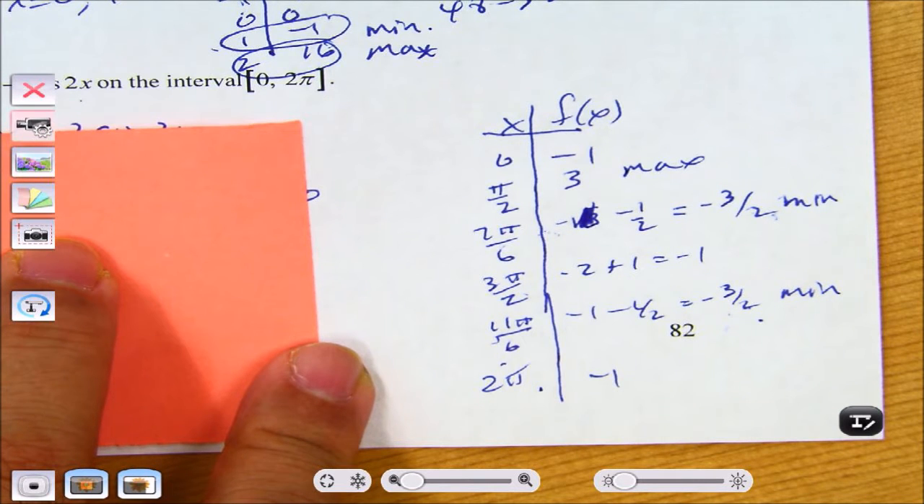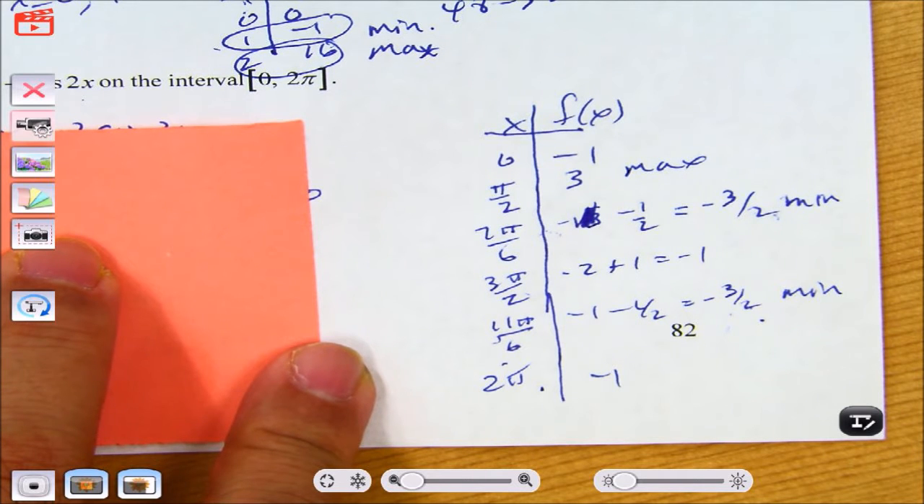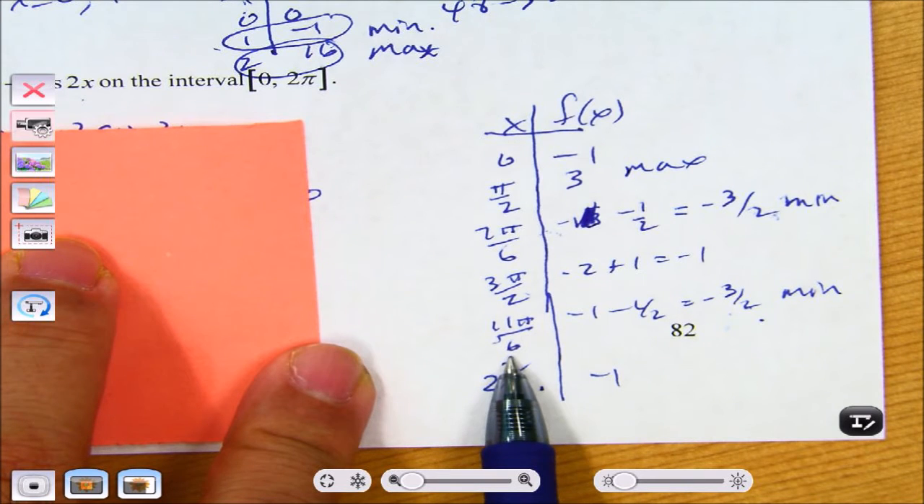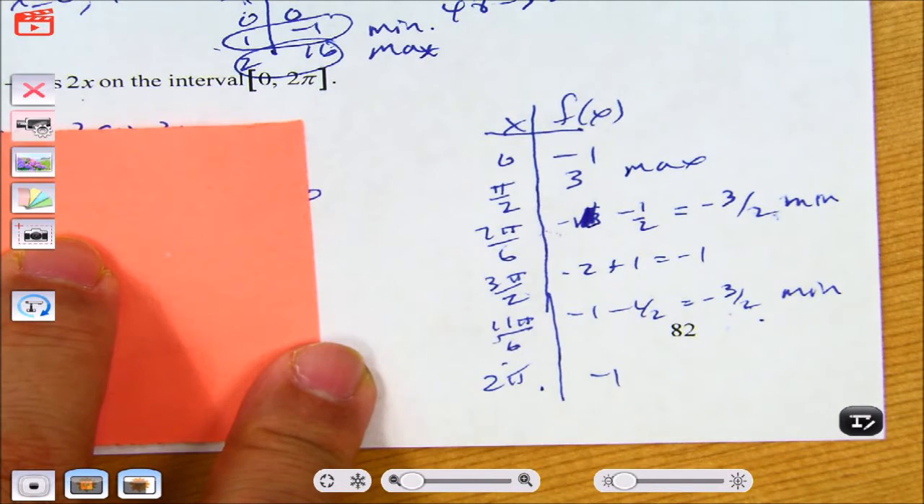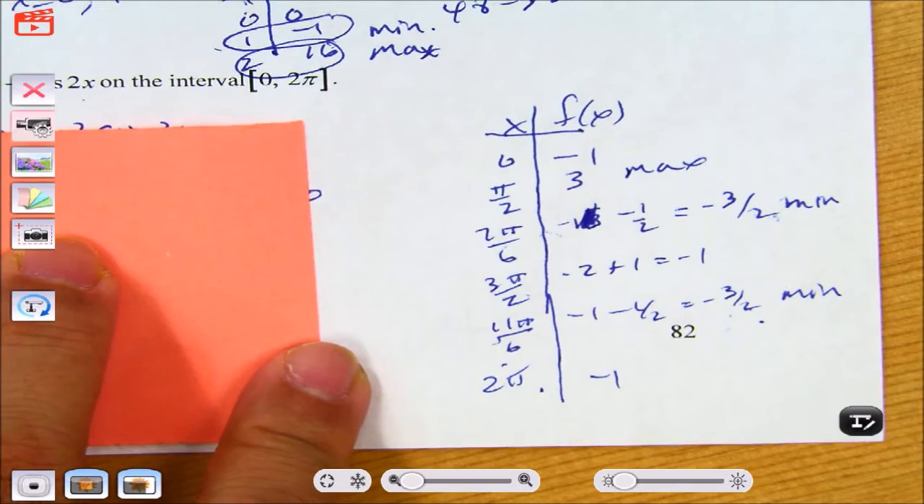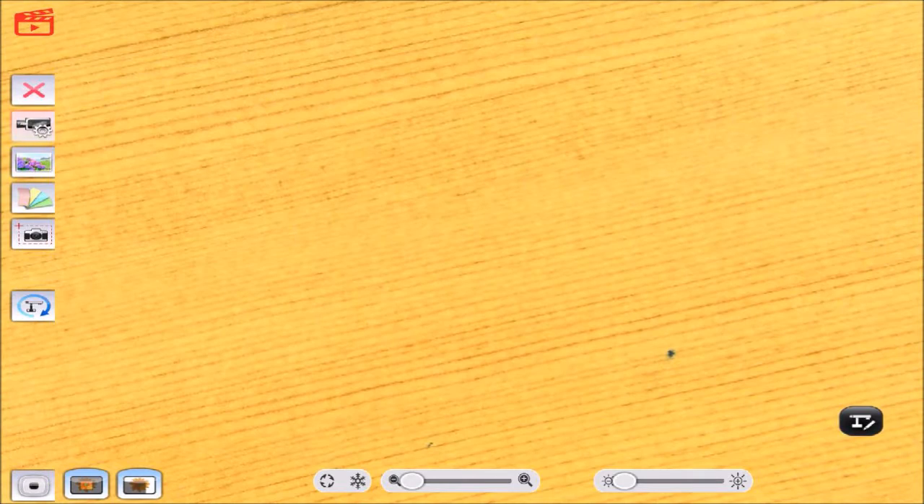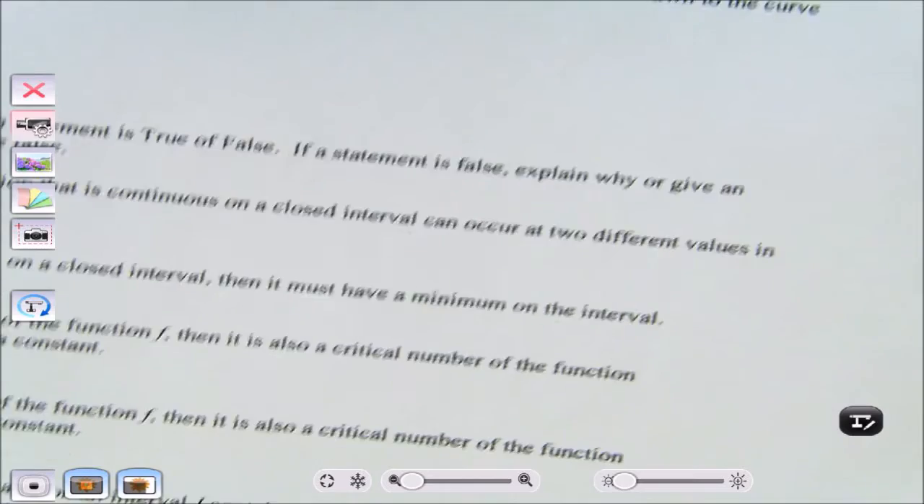Okay. They might say, where do the mins occur? They may ask that. Then you would say 7 pi over 6 and 11 pi over 6. And the max occurs at x equals pi over 2. All right. Continue. So that's the extreme value theorem. And I think that's enough to do the homework.